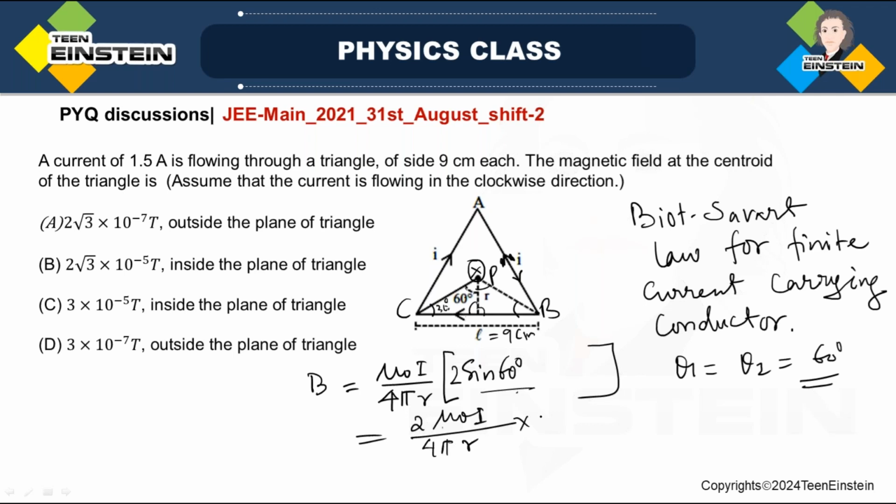Root 3 by 2. So this 2 I can strike out, and I get root 3 mu naught I by 4 pi r. Now I have to find out what r is. R is actually, if I just draw this perpendicular bisector, the height. The perpendicular bisector of this angle A will be the height.